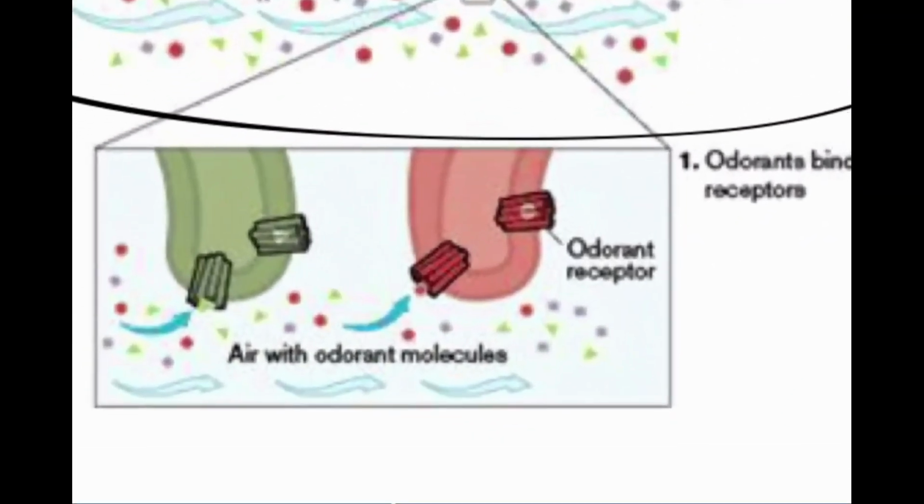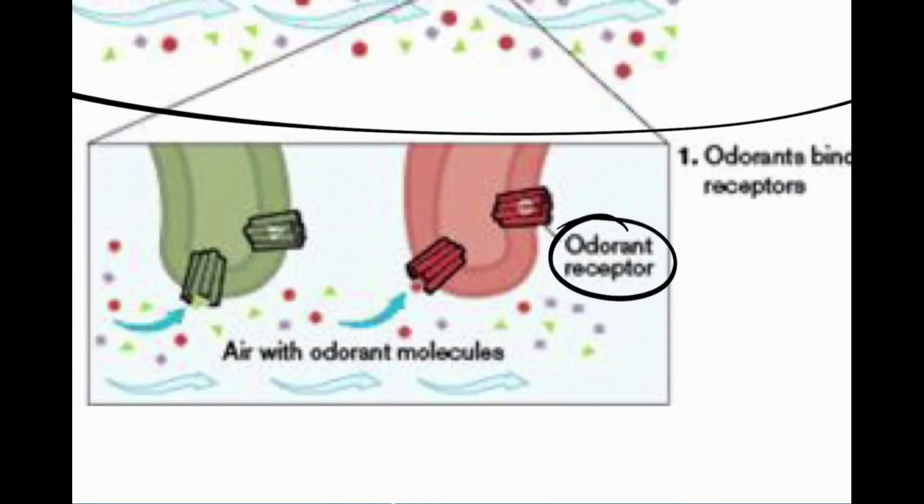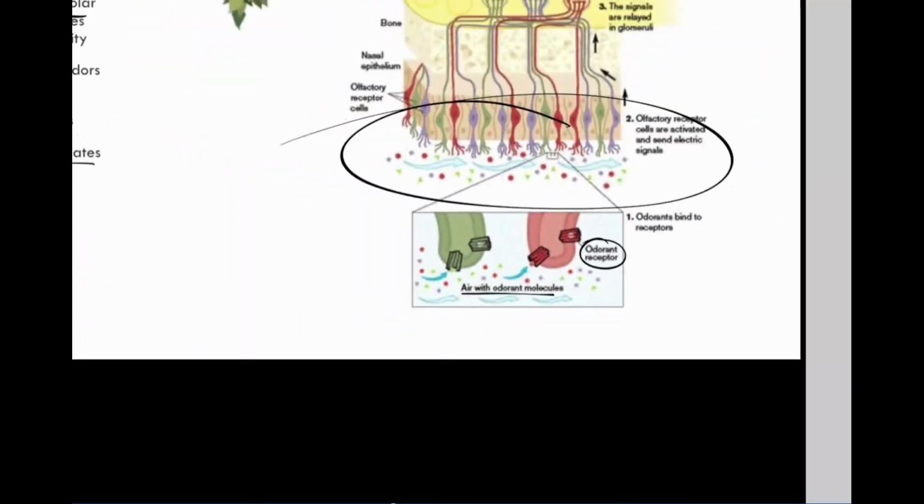Okay, and then you can see down here, here are the odorant receptors. Here is the air that comes in with perfume or whatever's going on. And when you smell that, that perfume molecule will go into your nose and it will bind to a receptor, and then you get the sensation of smell.